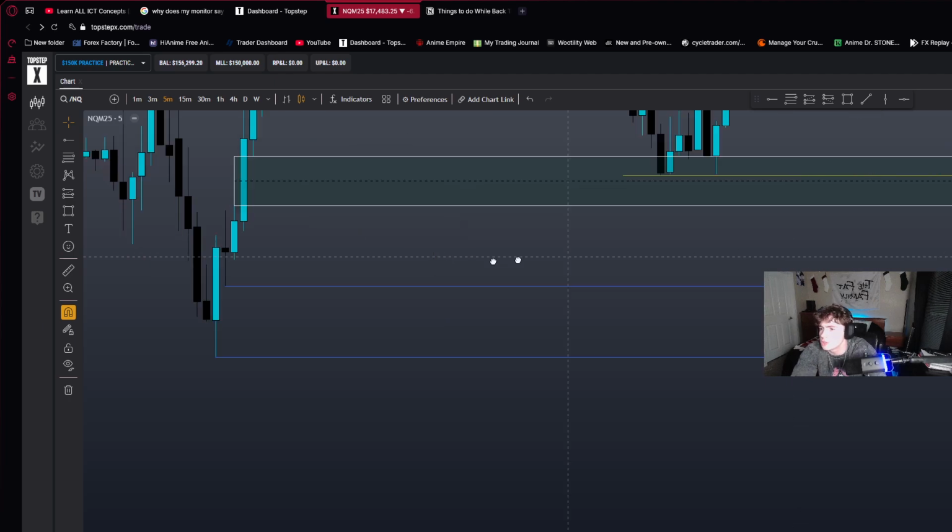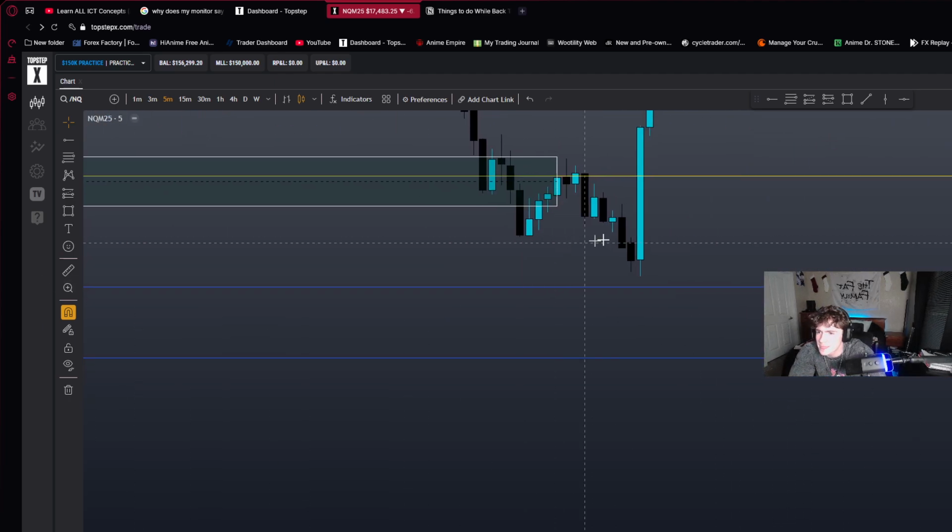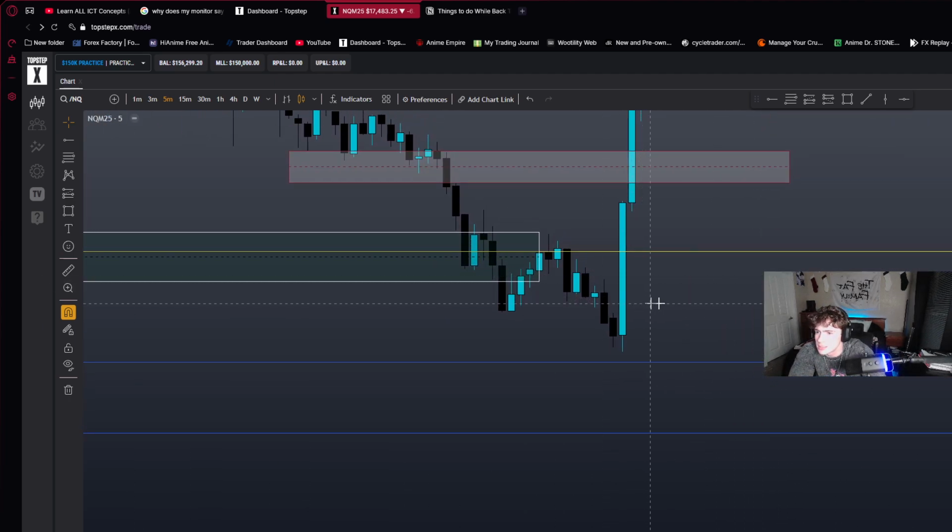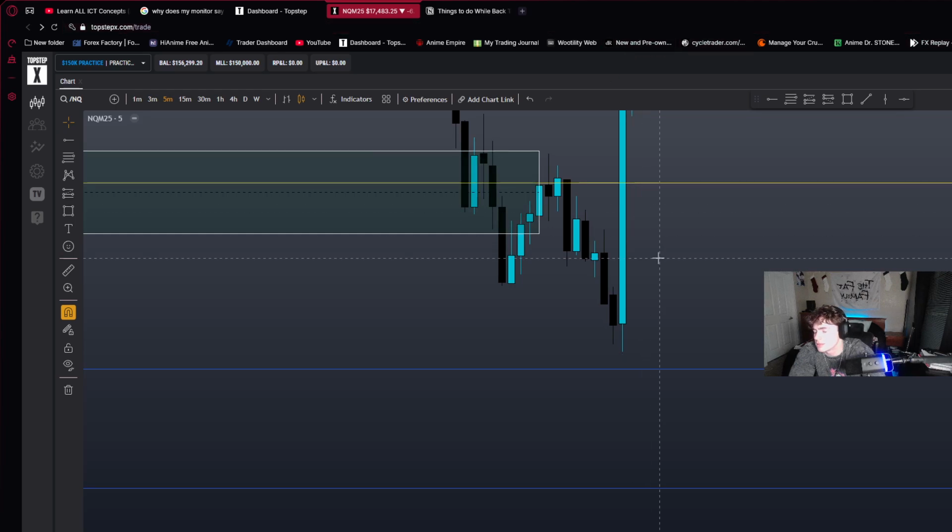Why did price retrace here? Oh, jeez. That can't be a liquidity sweep. It's not a liquidity sweep. It closes below it.